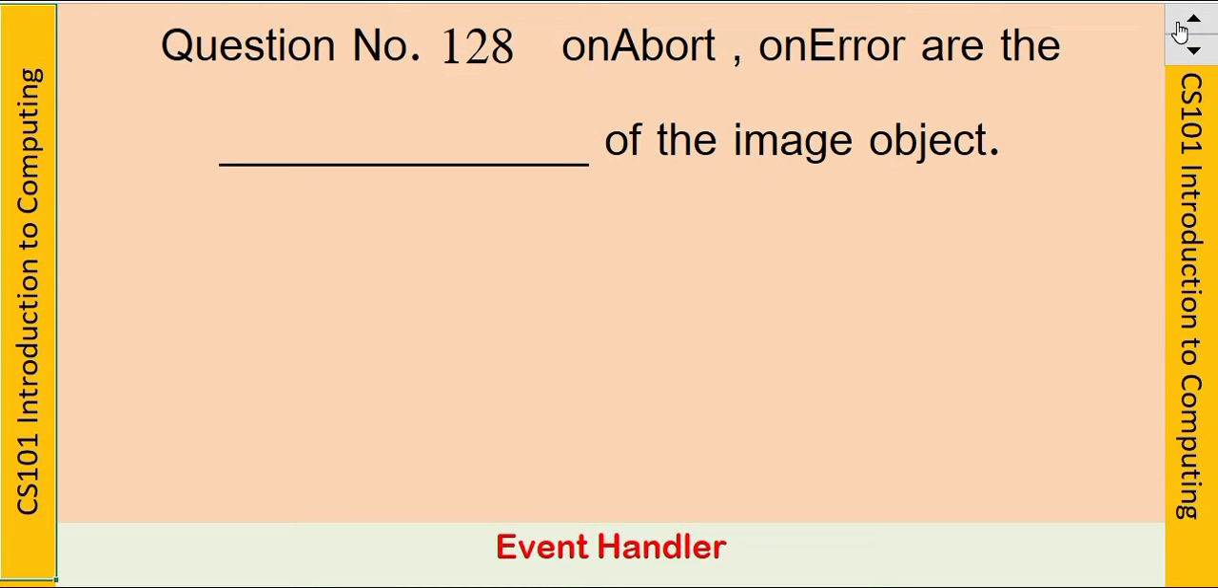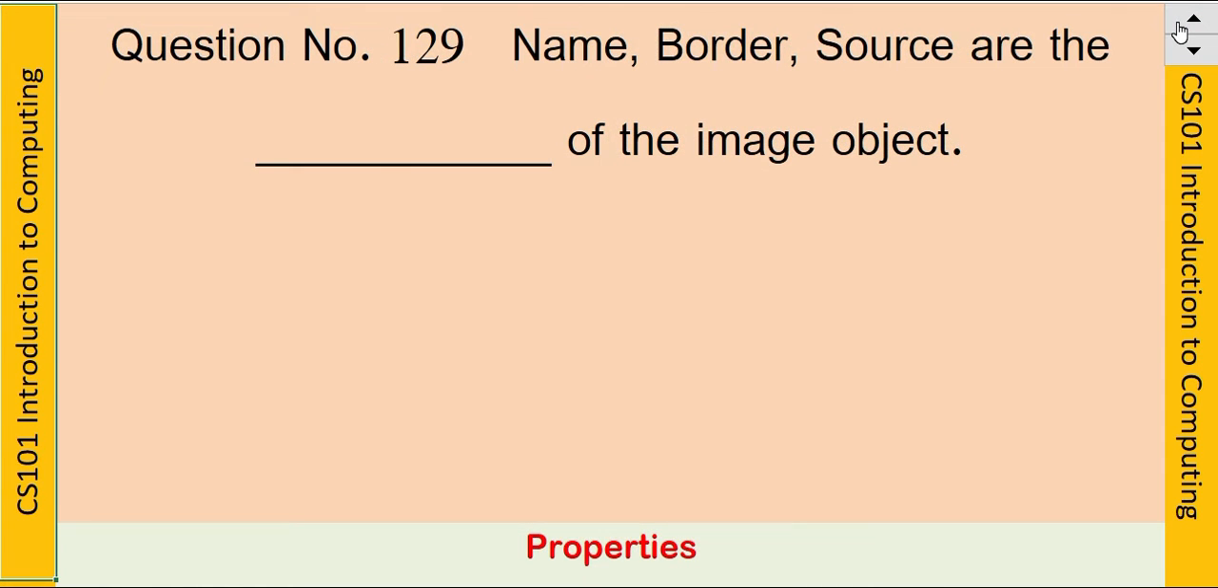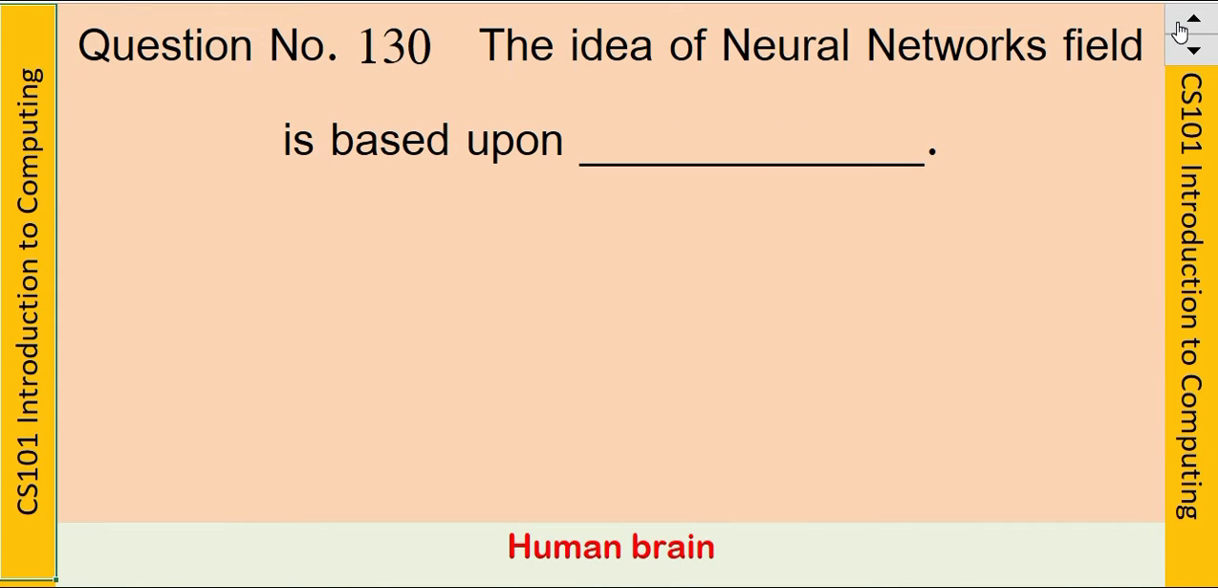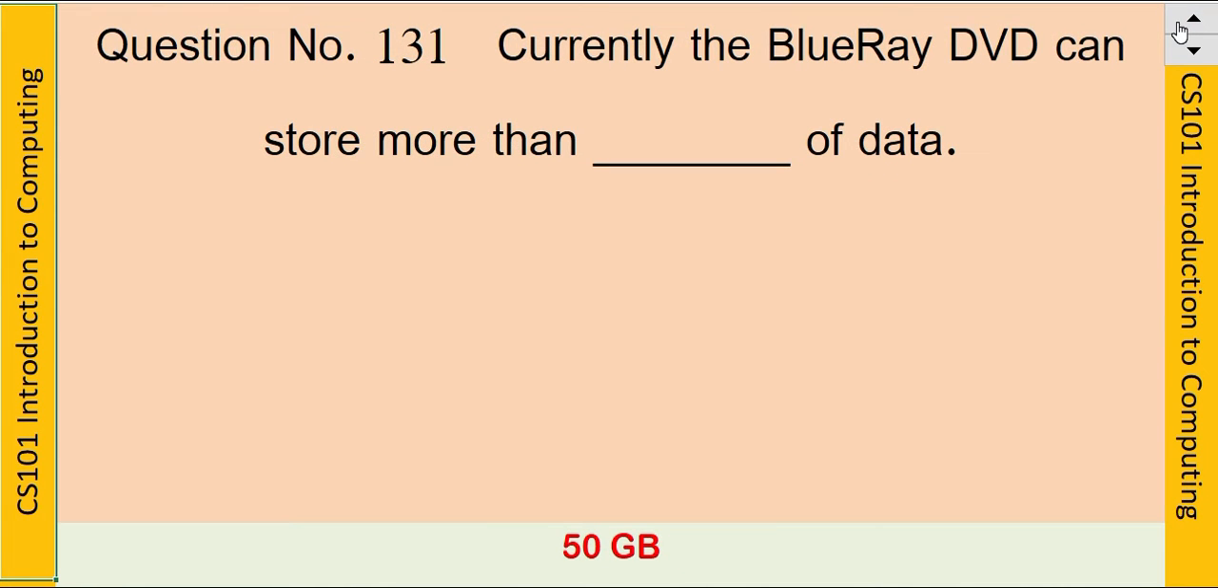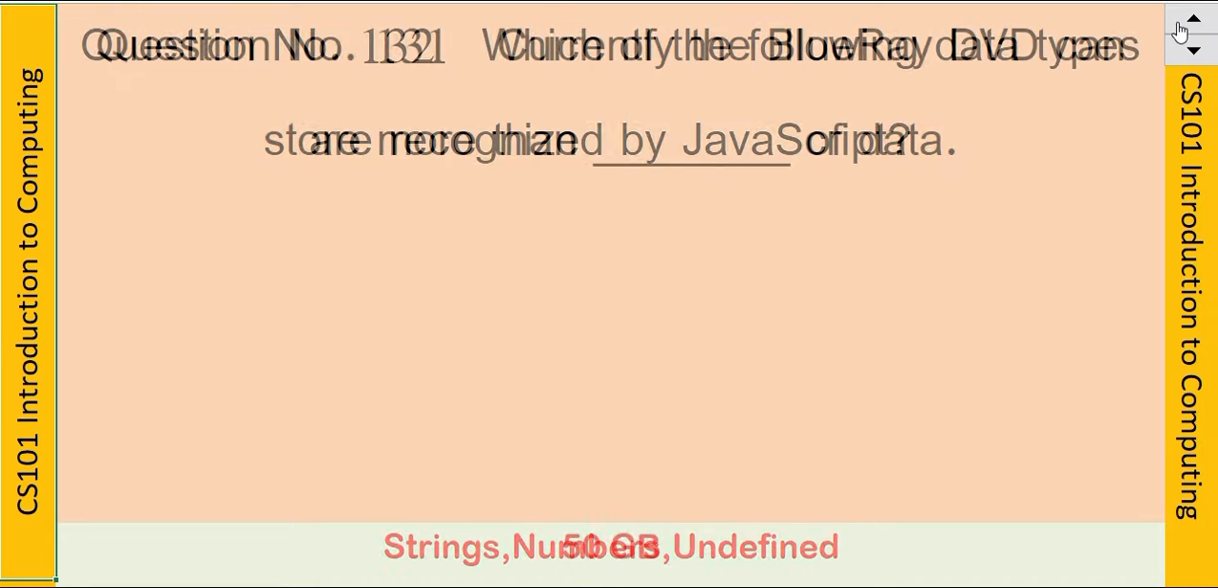On abort, on error are the event handler of the image object. Name, border, source are the properties of the image object. The idea of neural network field is based upon human brain. Currently, the Blu-ray DVD can store more than 50 GB of data.